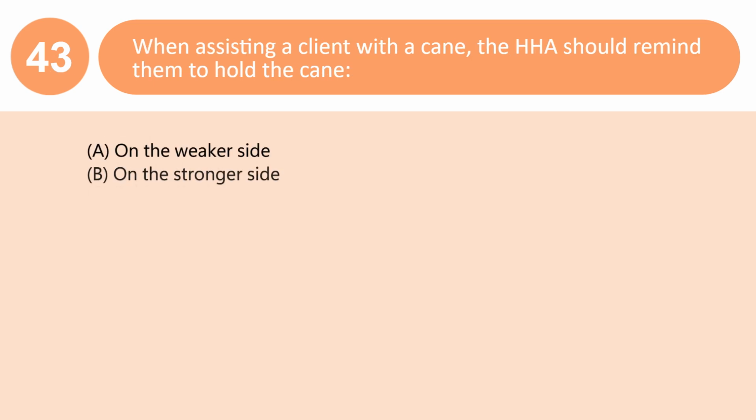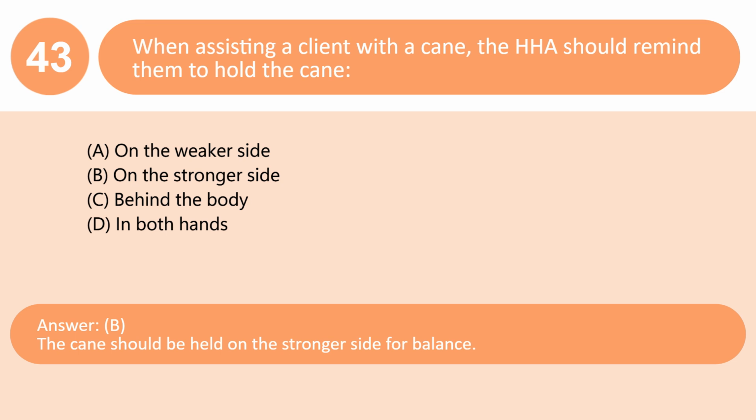When assisting a client with a cane, the HHA should remind them to hold the cane: A. On the weaker side. B. On the stronger side. C. Behind the body. D. In both hands. Answer B. The cane should be held on the stronger side for balance.